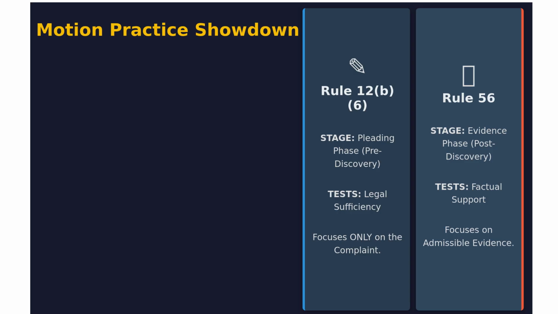Rule 12(b)(6) occurs early, typically before discovery has even begun. It tests only the legal sufficiency of the complaint. The judge asks, even if everything the plaintiff alleges is true, does the law provide a remedy?